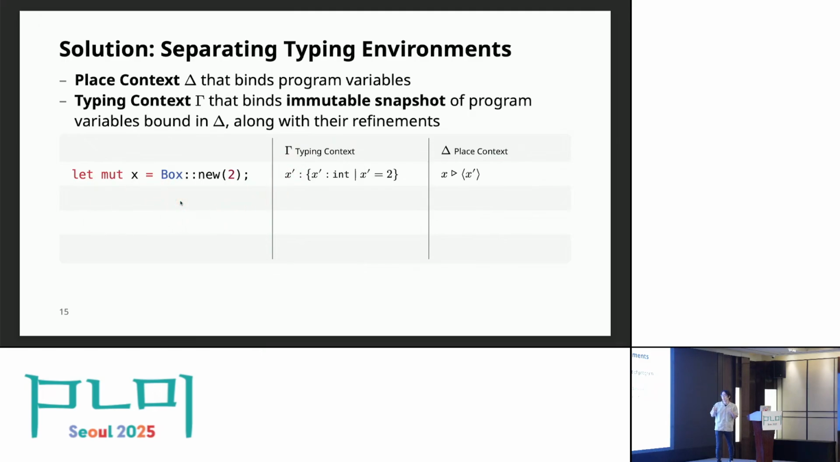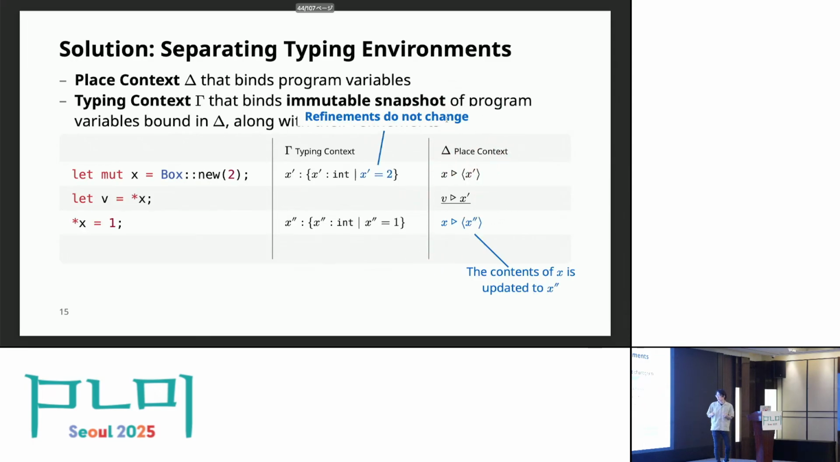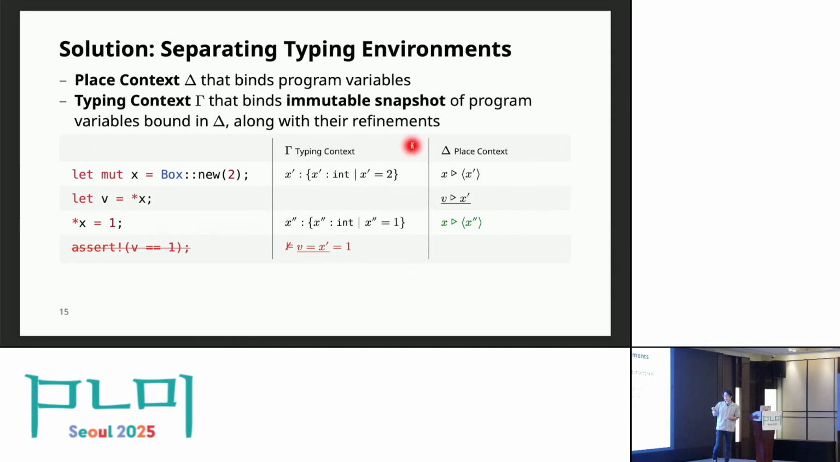First, we have an owned pointer and bind that to variable x, and it is bound in delta. Here, the logical representation of the value is bound in delta, and its inner snapshot, the immutable part of that representation, is bound in gamma, along with its refinement. So it says that x prime is the freshly allocated variable, and its value is 2. In the next line, we create a new variable v, and as we know, the current value of x equals x prime, we just bind x prime to v. And then we make a strong update. But that happens on delta, not in gamma. So here, the content of x is replaced with x double prime. It is another freshly allocated variable, but the refinement in gamma does not change during the course of typing. That preserves the logical meaning of v during typing, and this system can successfully reject the assertion on the last line.